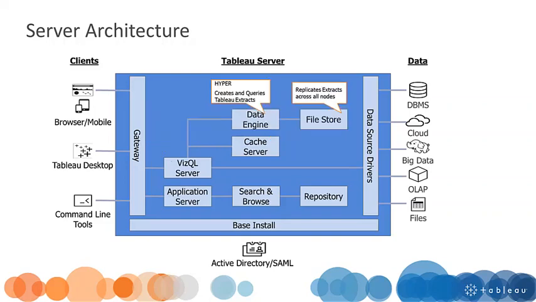Next up, we have the data engine and the file store. Anyone working on a 10.5 or later version of Tableau Server is working with our Hyper data engine, which creates and queries Tableau extracts, which are snapshots of your data at a point in time that can be refreshed on a schedule. Hyper takes the function of the data engine and delivers faster than ever extracts for Tableau in a post 10.5 environment.